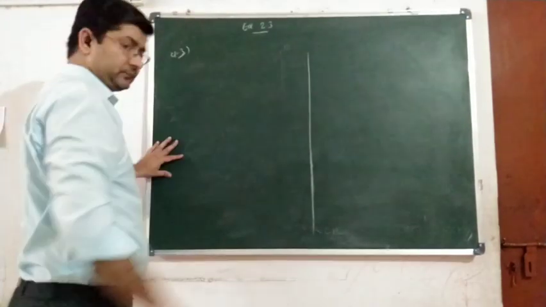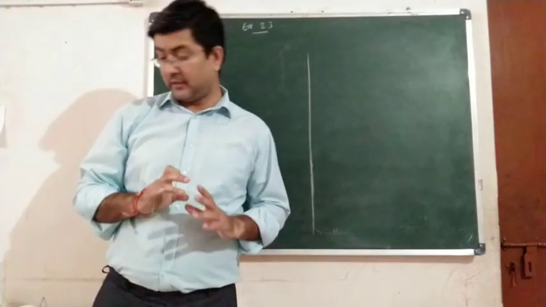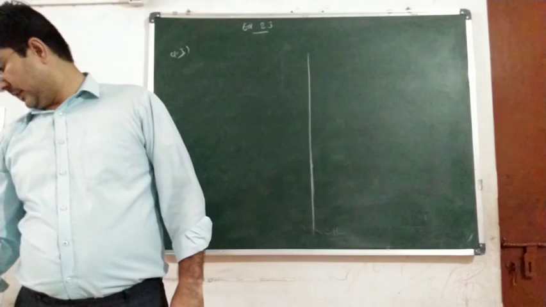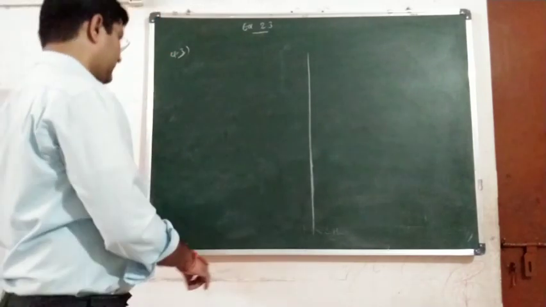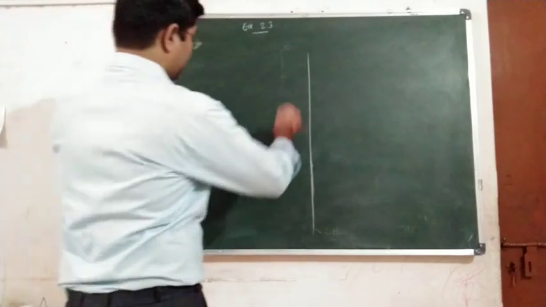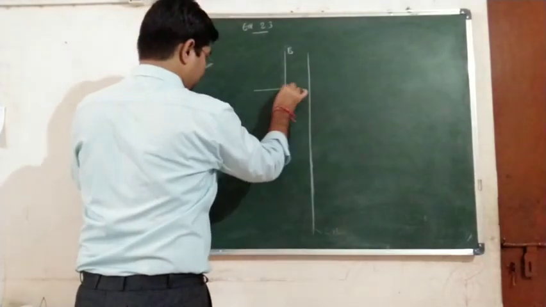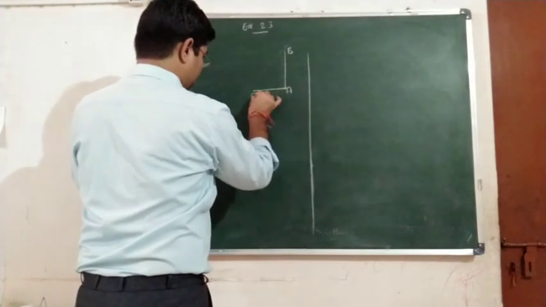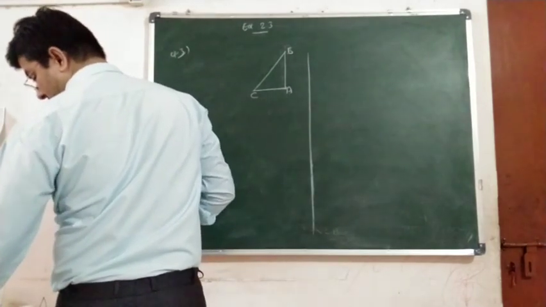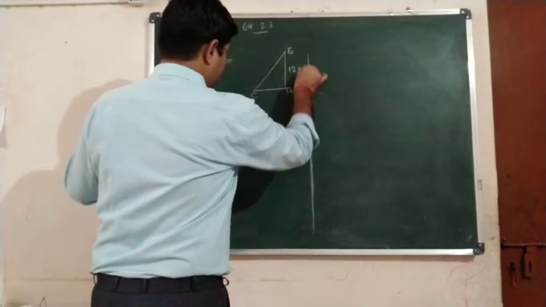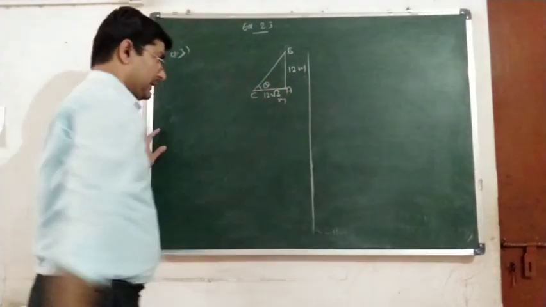Question number 3. Okay, in this question you are given a vertical pole of height 12 meters and the length of its shadow is given to be 12 root 3 meters. Here a vertical pole is given. Suppose again let us take that AB represents the pole and AC represents its shadow. So the height of AB is 12 meters and the length of the shadow is 12 root 3 meters. We have to find the angle theta.